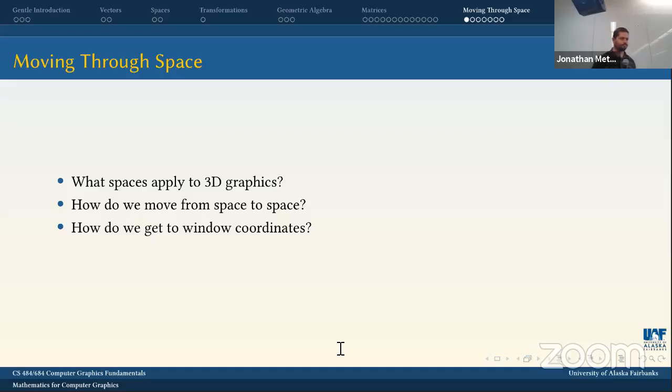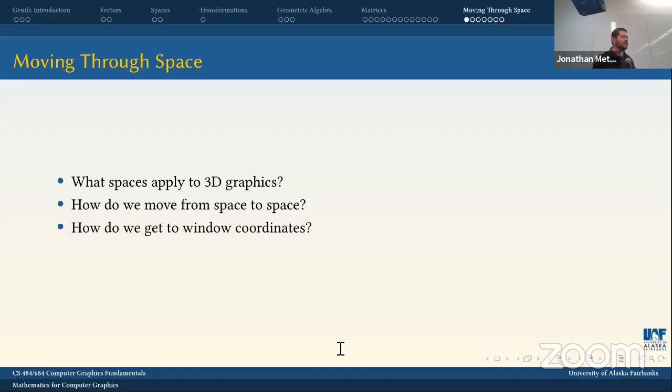If I'm modeling all these different chairs, I don't want to model them as if that's exactly where they're going to be in 3D space. I model them locally, and then I can say, okay, let's transform it so that we have all the blue chairs in these positions and all the yellow chairs in these positions. So we would need a matrix to move those objects from object space, local space, into world space.